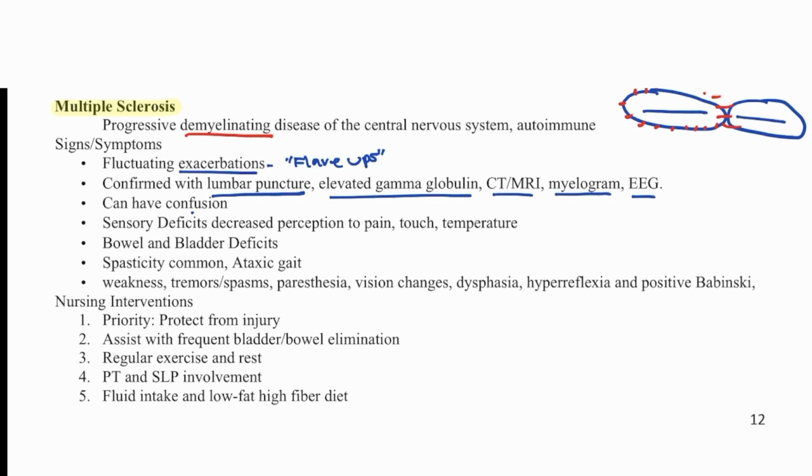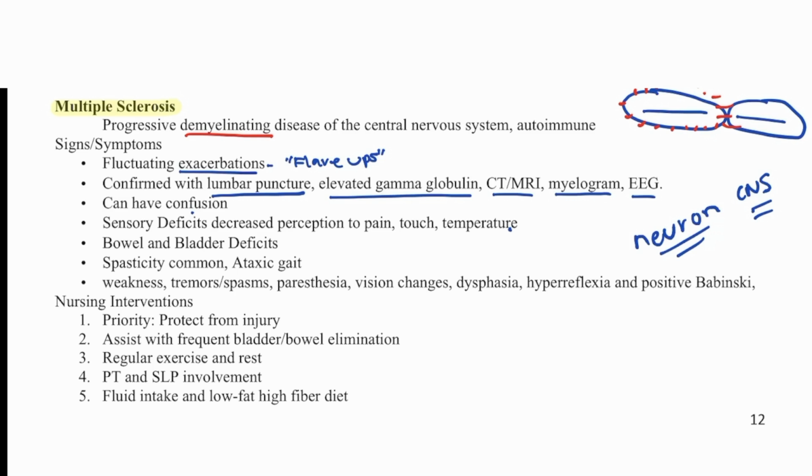These patients can have confusion because the central nervous system can connect to the brain and can have sensory deficits, decreased perception to pain, touch, and temperature. They may have bowel and bladder deficits. They can have spasticity, ataxic gait, weakness, tremors, spasm, paresthesia, vision changes, dysplasia, hyperreflexia, and a positive Babinski, because we just have to remember all of these are connected through these neurons. Anything that is connected to our central nervous system and our neurons is going to be affected. It just depends what pathway is being attacked at that time.